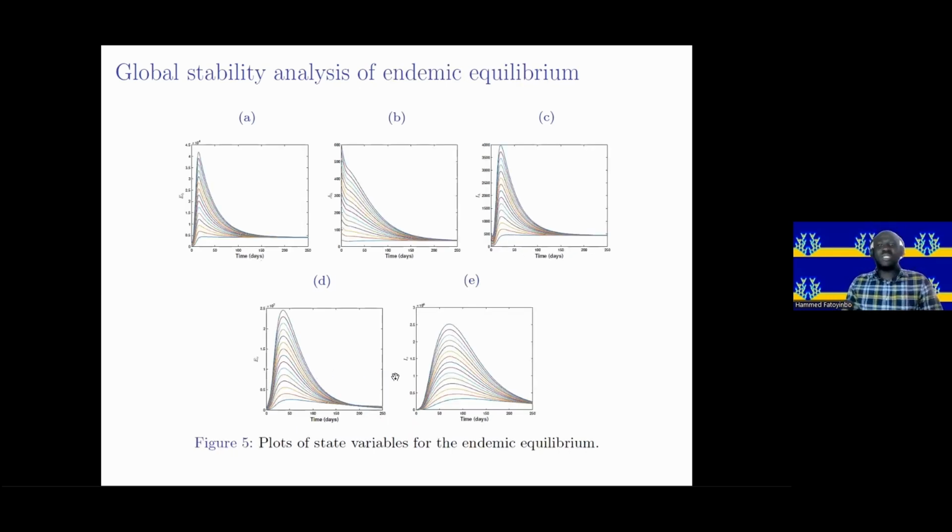Then also for the dengue-present equilibrium, which I've called the endemic equilibrium, irrespective of the initial classes that we've considered, they all go to the endemic equilibrium. This is the case of the exposed humans. It means that the dengue will always establish itself in the community or in the population.